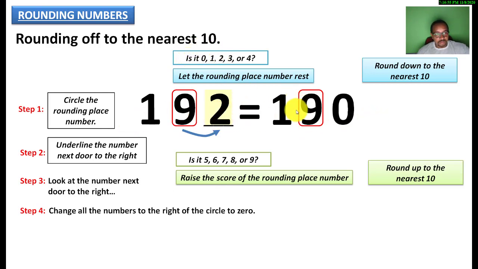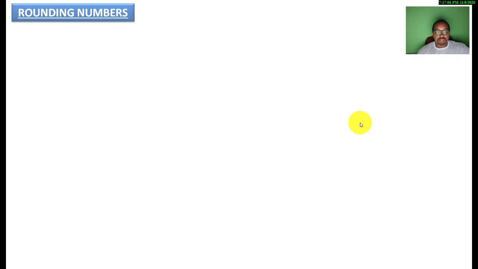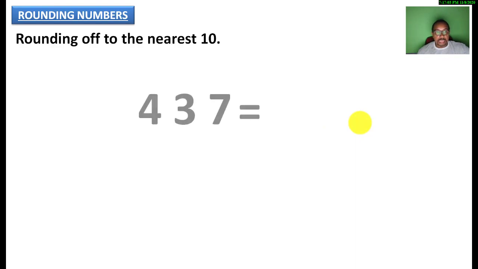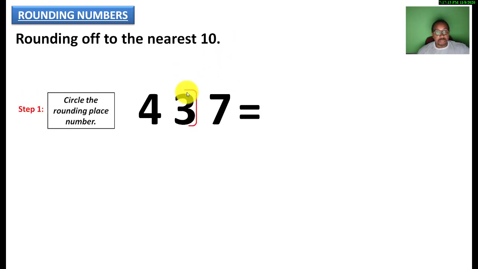With practice, you're going to get it. Some more. Rounding to the nearest 10. Again, a big number, 437. Do you need the rules? Remember the rules? Nearest 10. Circle the rounding place number. Underline the number to its right.